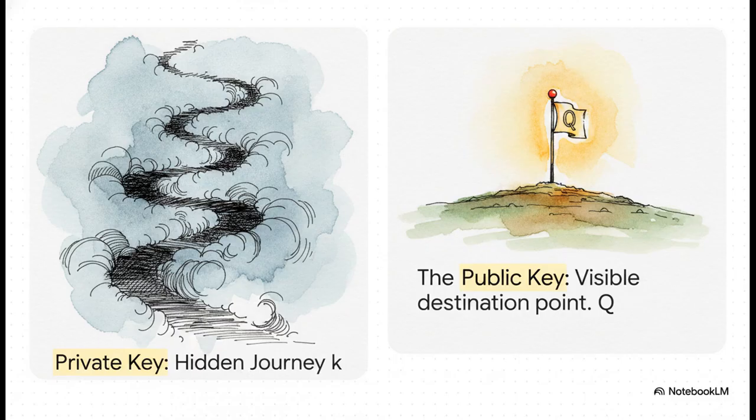Now, what's really interesting about this slide is how it translates that billiards game into actual cryptography. Your private key, that's K. That is the highly guarded, totally secret number of bounces you made. The public key, on the other hand, is Q, the final destination point where your mathematical billiard ball eventually landed. So one is the hidden journey, and the other is just the visible destination.